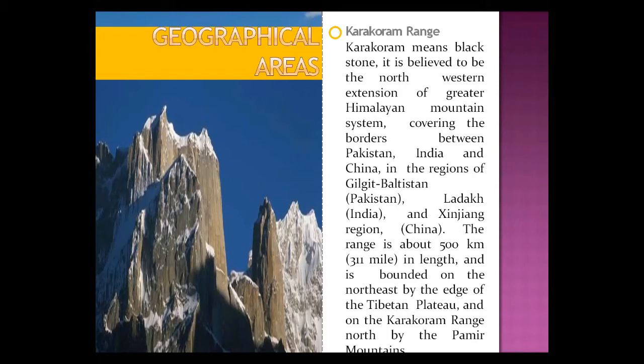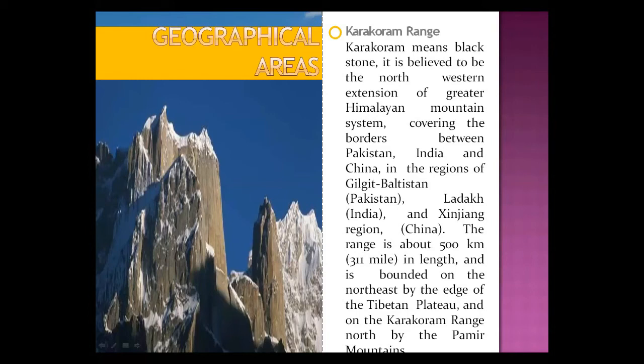The Great Himalayan range begins to climb down further north. These mountains are known as the Ladakh range of the interior Himalayas. Karakoram means black stone. It is believed to be the northwestern extension of the Great Himalaya mountain system, covering the border between Pakistan, India, and China in the region of Gilgit-Baltistan.